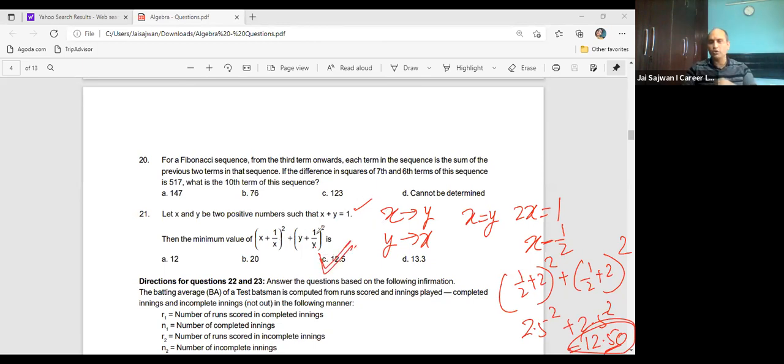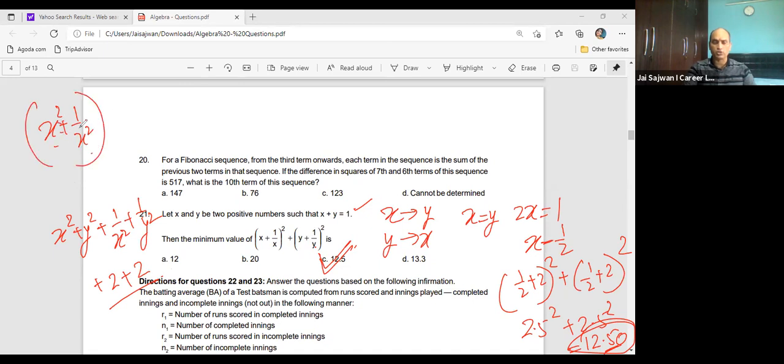Otherwise, you are going to open up this equation, then you write x square plus y square plus 1 by x square plus 1 by y square plus 2 plus 2. This is the value that you are going to get. Now you will say x square plus 1 by x square. Whenever the product of the two values is constant, the sum is minimum whenever both of them are same. So that comes out to be equal value. So I'll say both of them are coming out to be same. So x square is equal to 1 by x square. Try to find out there. Here also you will be saying y is equal to 1 by y.